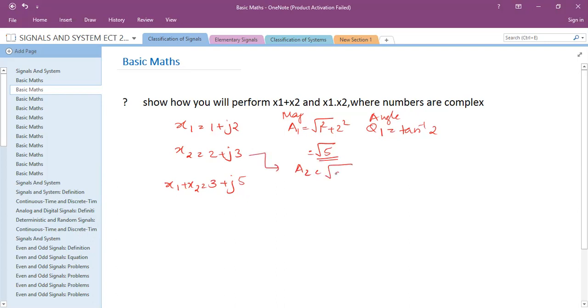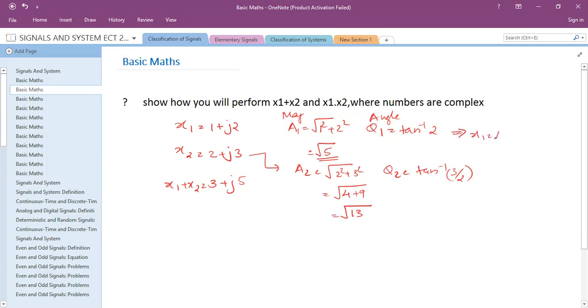So we can write 2 square plus 3 square, which is equal to 4 plus 9, which is 13. Then angle theta 2 is equal to tan inverse 3 by 2. So the first number I can represent in polar form like this.